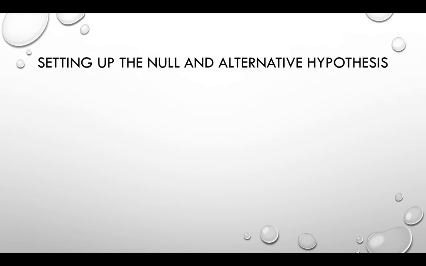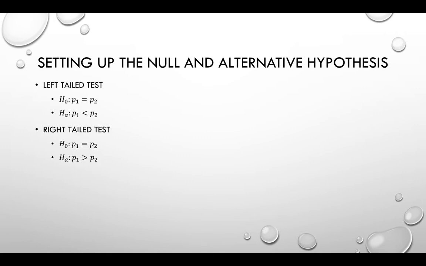So setting up the null and alternative hypothesis for the difference between two proportions. For a left-tailed test, our null is going to be P1 equals P2, and the alternative is going to be P1 less than P2. So the null is saying we're assuming the population proportion of men that prefer chocolate ice cream is equal to the proportion for women, but the alternative is saying that men prefer chocolate ice cream less than women. The right-tailed test, the null is exactly the same as before.